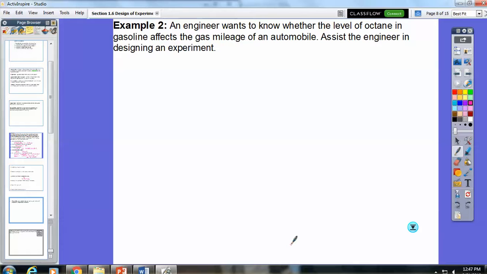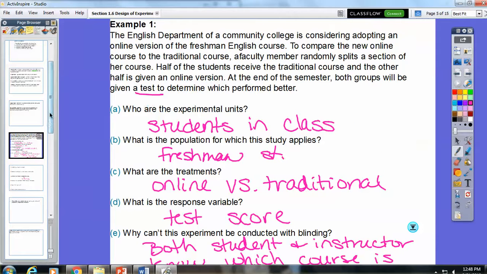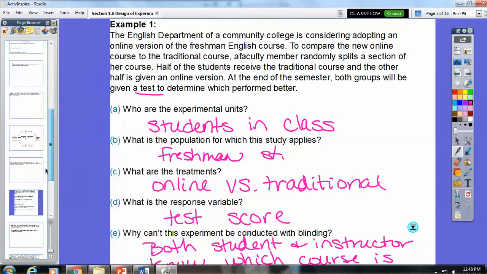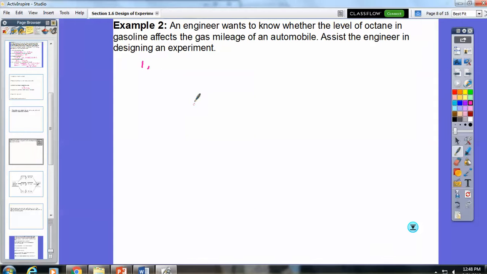Create a randomized design and design this experiment. An engineer wants to know whether the level of octane in gasoline affects the gas mileage of an automobile. So let's design this experiment. What is step 1 in designing the experiment? Right. Identify the problem that we want to solve. So that is the very first thing I have to do. So what problem are we trying to solve?